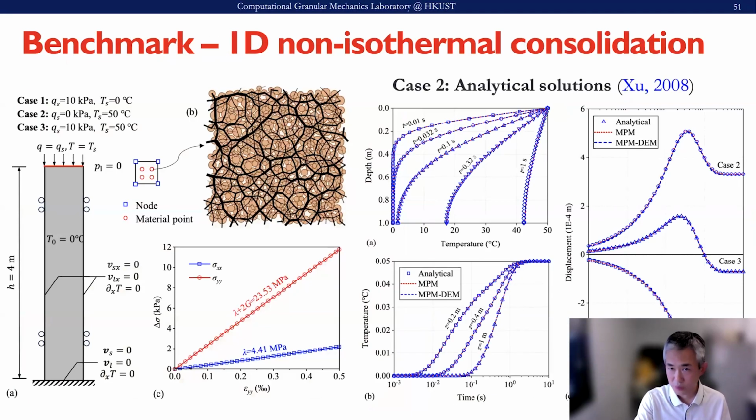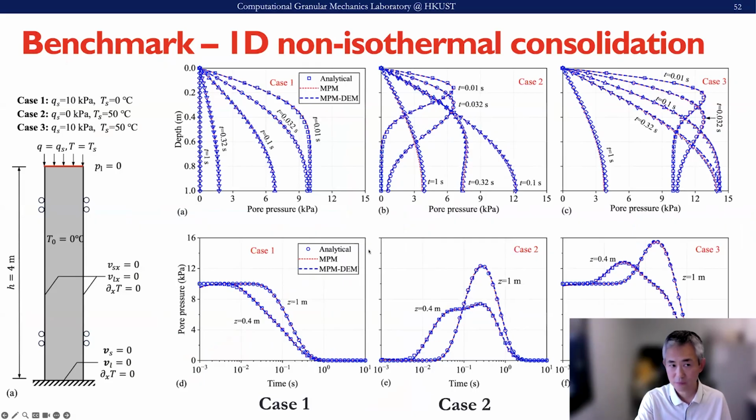Here we do some benchmarks again because we involve a thermal effect. We do 1D non-isothermal consolidation. In a normal 1D consolidation, in addition to that, we apply a thermal load at the top here. Here are some comparisons with the analytical solutions for temperature, for the settlement, and also for excess pore pressure changes. Okay, we further compare the three cases here.